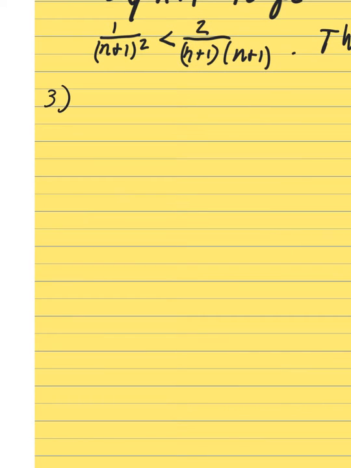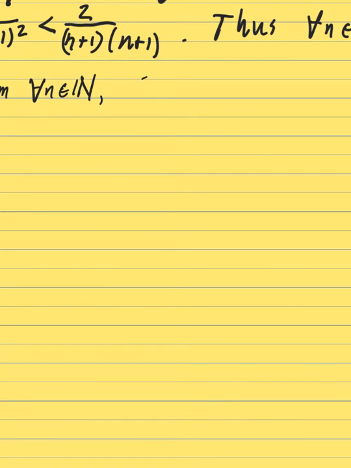3. Claim. For all n in N, s sub n is less than or equal to 2 minus 2 over n plus 1. I think I might prove that it's in fact strictly less than, but that would be okay too. Proving a result stronger than what you need is never necessarily a bad thing. All right, well, let's go through and do it.